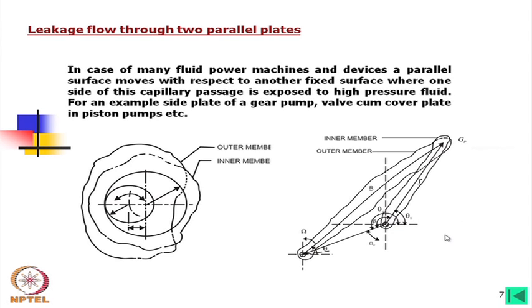Now, why have we taken such a case? Because in many fluid power machines and devices, a parallel surface moves with respect to another fixed surface, where one side of this capillary passage is exposed to high pressure fluid. So, for example, the side plate of a gear pump. I think you may not have an idea of a gear pump, but just imagine two external gears rotating within an enclosed space, with two side plates, pumping oil from one side to the other. Definitely there is a pressure felt inside the cavity, and then there will be leakage through the side plates. That can be analyzed with the theory we are going to study now.